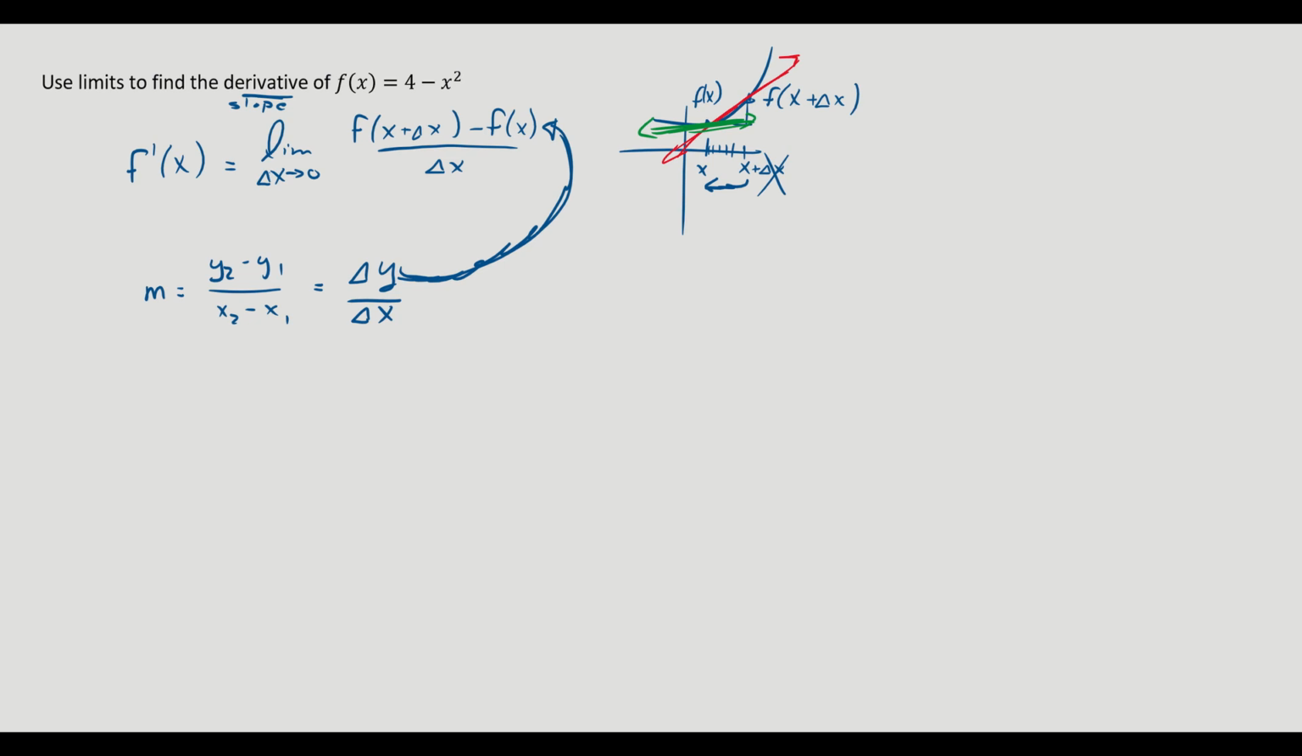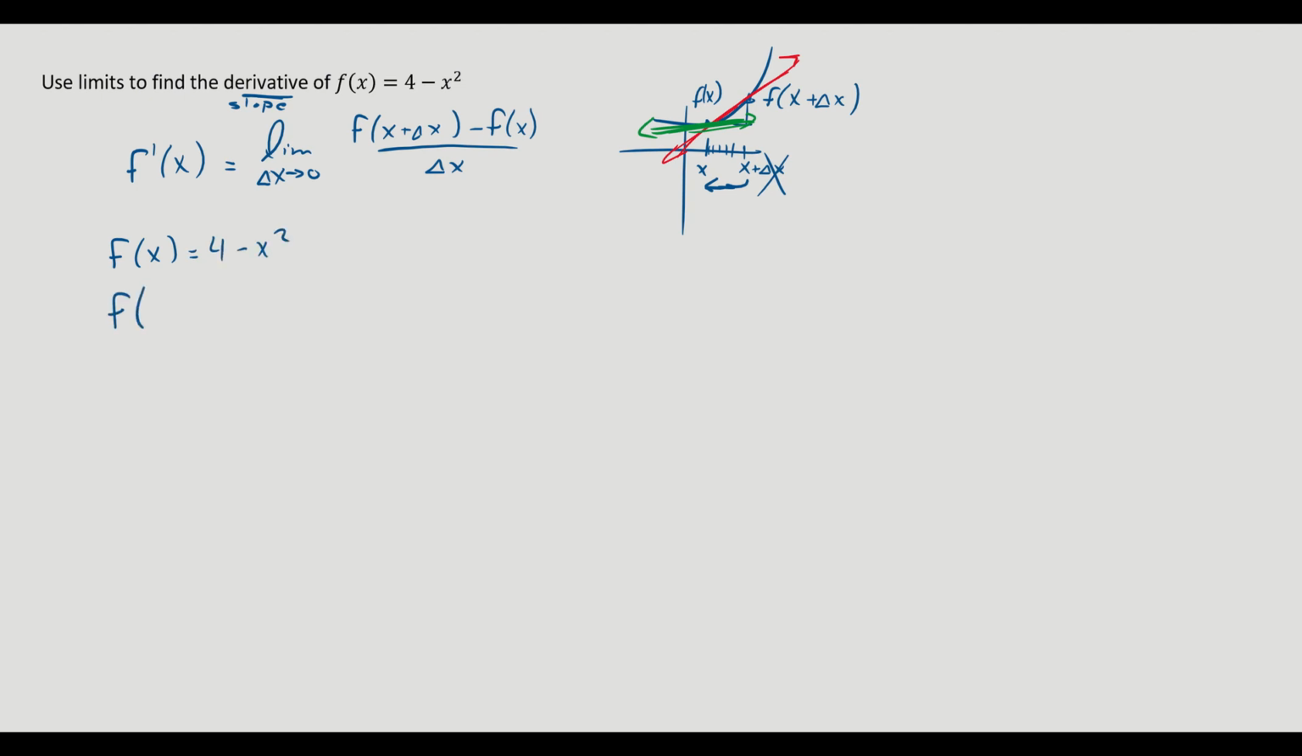The change of y divided by change of x, it's just change of y, as fancy as f of x plus change of x minus f of x. And then we got to take the limit as change of x goes to 0. So that in fact we are finding the slope at a single point, at what we call the tangent point. Okay, so now that's the general function, but we have to apply it to our specific one, f of x equals 4 minus x squared. So that's f of x.